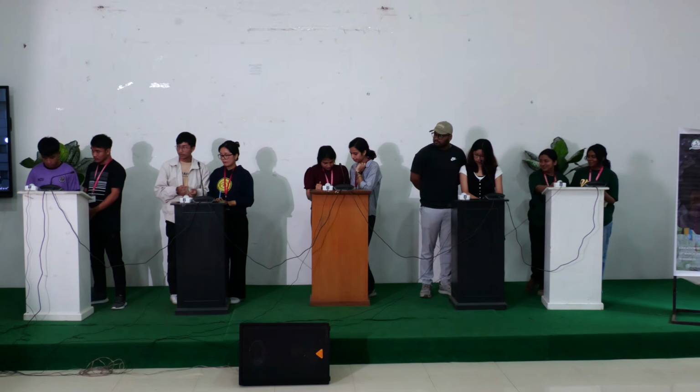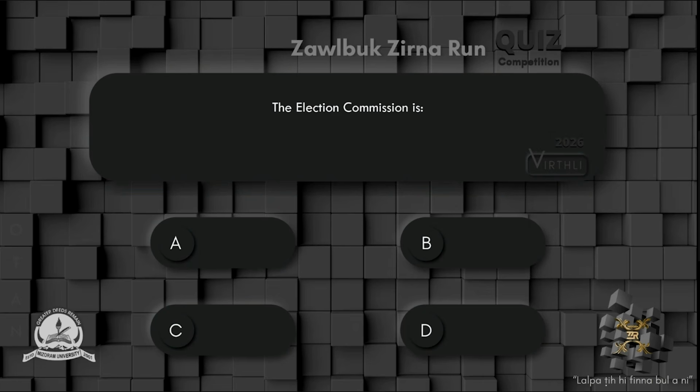Table 1, this is your fourth question. The Election Commission is, your options are A, an elected body, B, an appointed body, C, an independent body, and D, both B and C. And your time starts now.